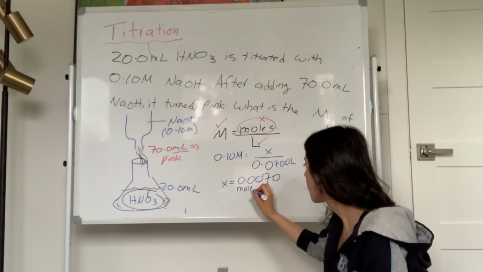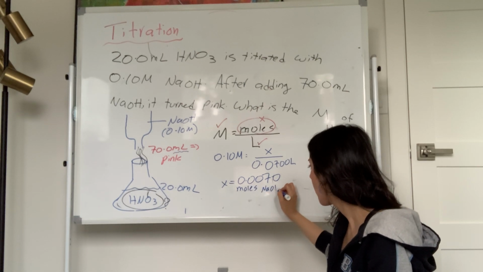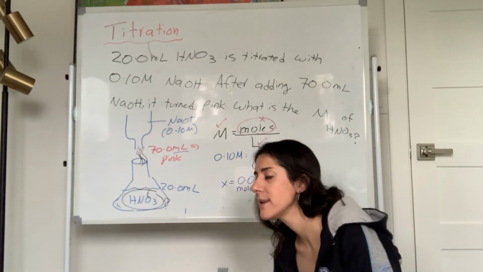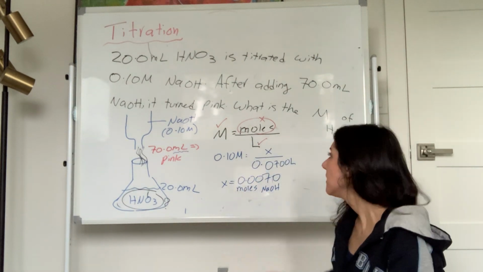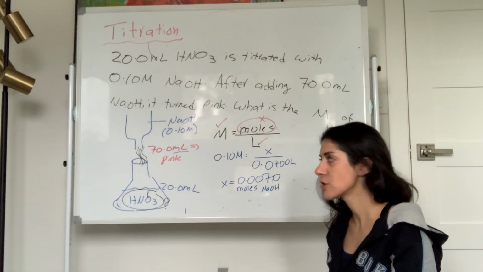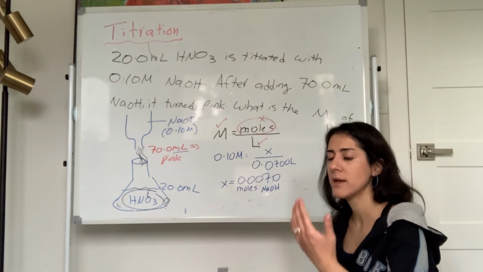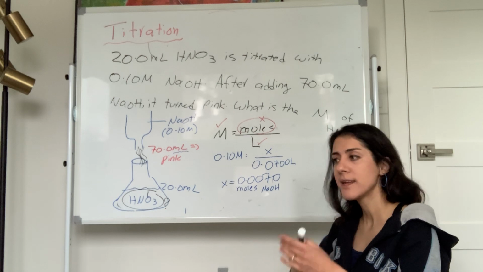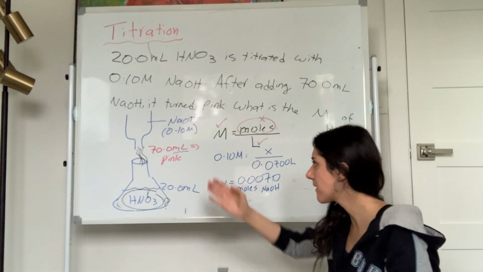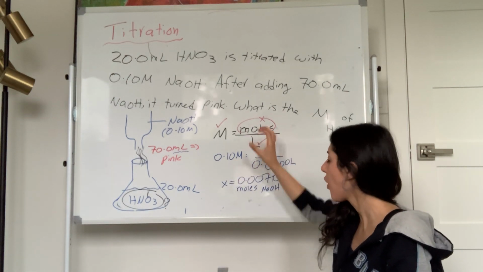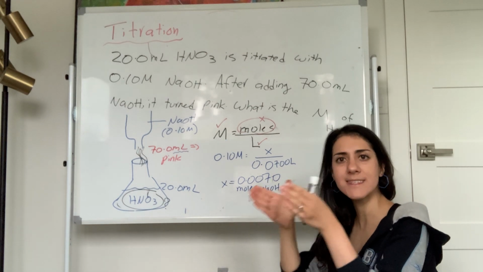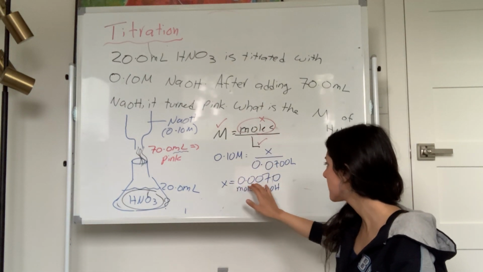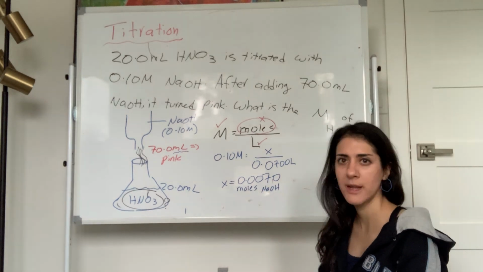moles of NaOH. I want to go over this with you one more time. Molarity is moles per liter. I have the molarity of NaOH. I know I added 70 ml. Divide that by 1,000, it will be 0.07 liters. Now the question is, if this is the molarity and I added this much, how many moles was that in that 70 ml? I can just plug it in. X is 0.0070 moles of NaOH.